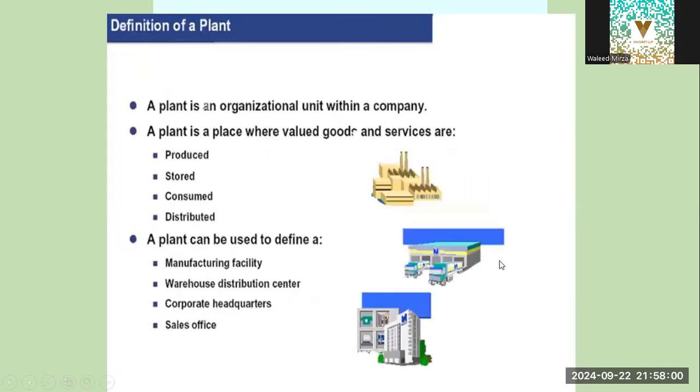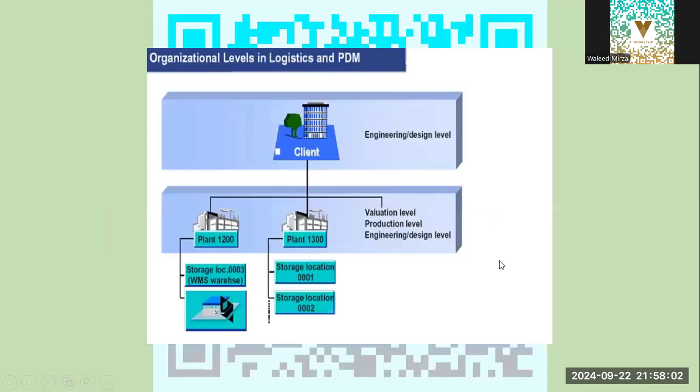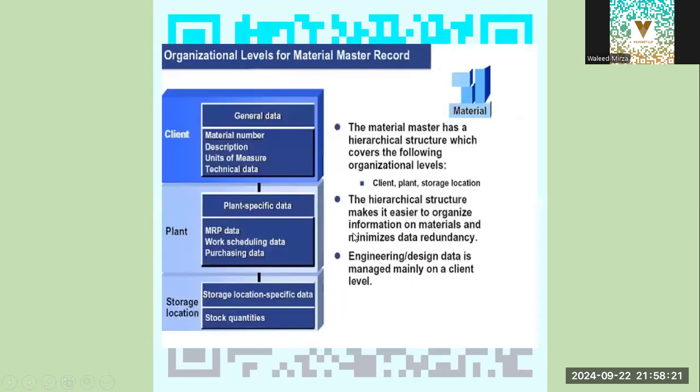Now, plant is where you actually produce or store things. And in design and engineering, your organizational layout can be something like this, where storage locations are reporting to a plant, and you have a design department and a warehouse, and you can have multiple plants.